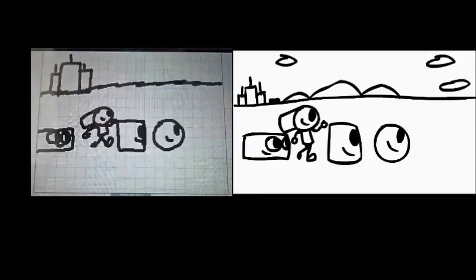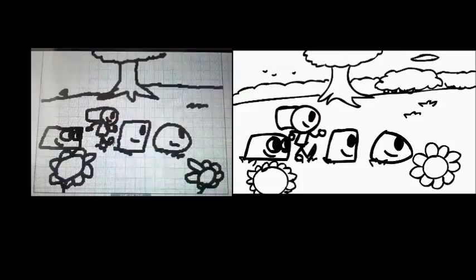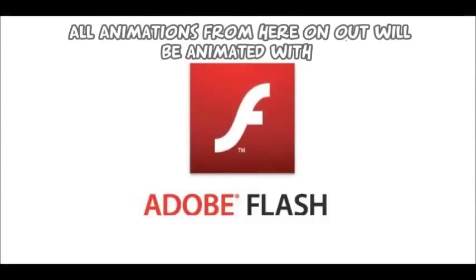And this is actually a little taste of what's in store to come with animations on World of Meli, as all animations from here on out on World of Meli will be animated with Adobe Flash, instead of the Flipnote animations that, I think you know what I'm talking about when I say this.